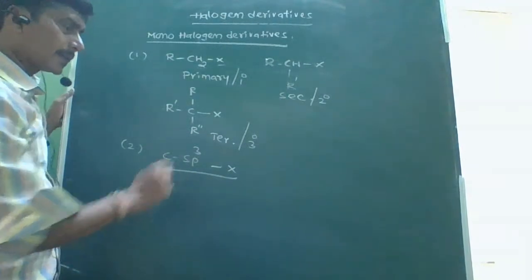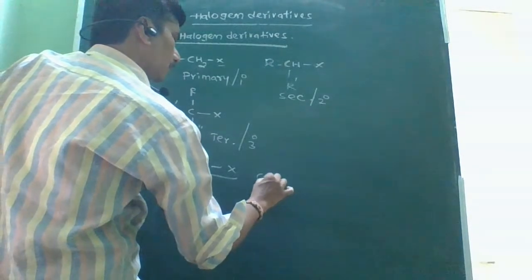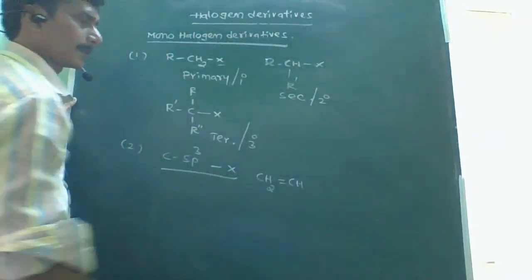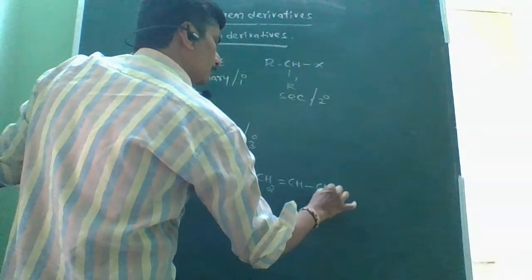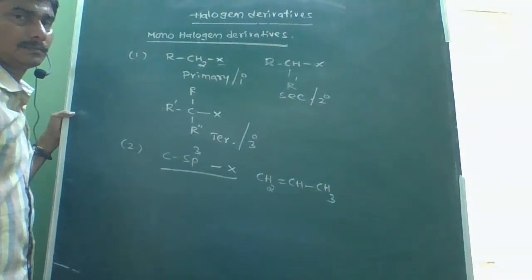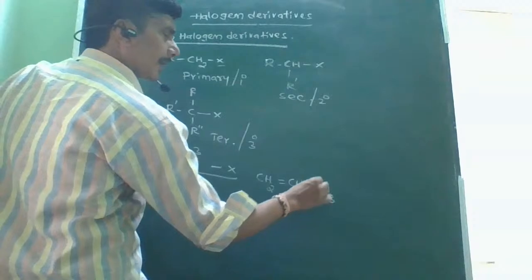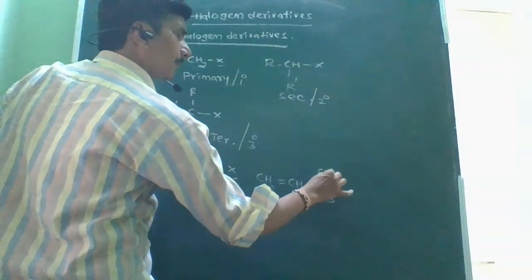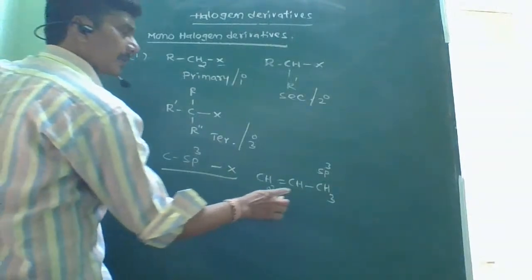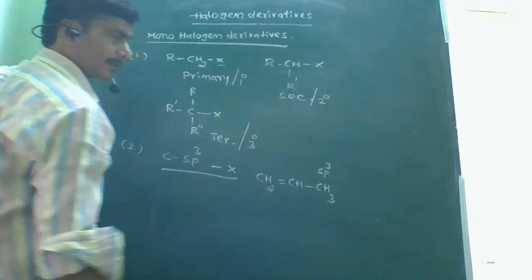In this, there is another classification also. For example, this carbon is an sp3 carbon connected with an sp2 carbon or a double bonded carbon.